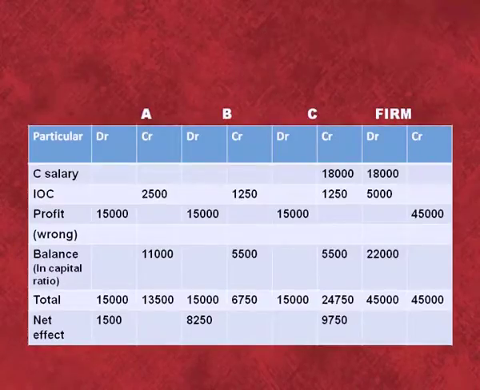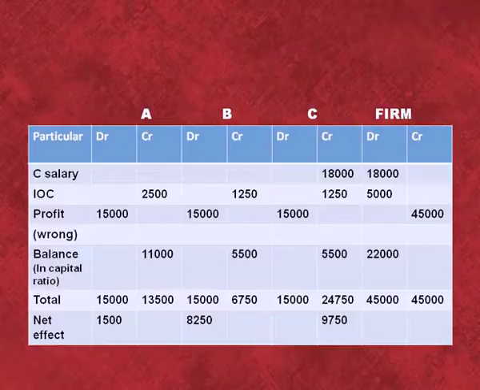We have to prepare an adjustment table for A, B and C as well as for the firm. For all of them we have to prepare one column for debit and the other column for credit, for A, for B also, similarly for C and for the firm also. Now first of all we will give salary to C. You can see in the particular column we have written C's salary and we have provided C's salary in the credit column of C. We have given C's salary in the credit column and we will debit this amount in the firm's column.